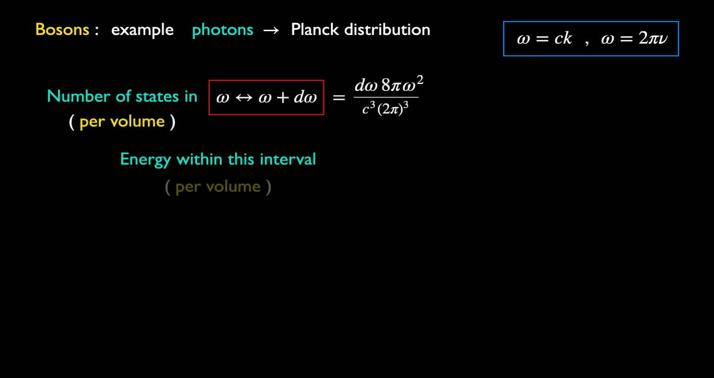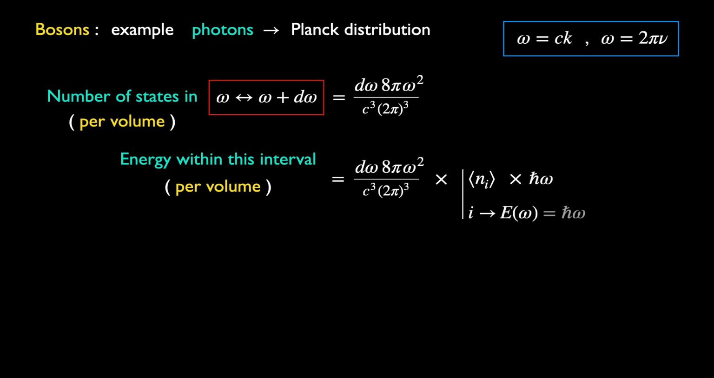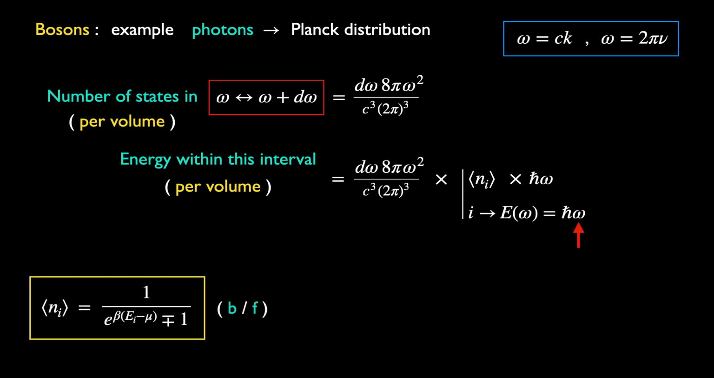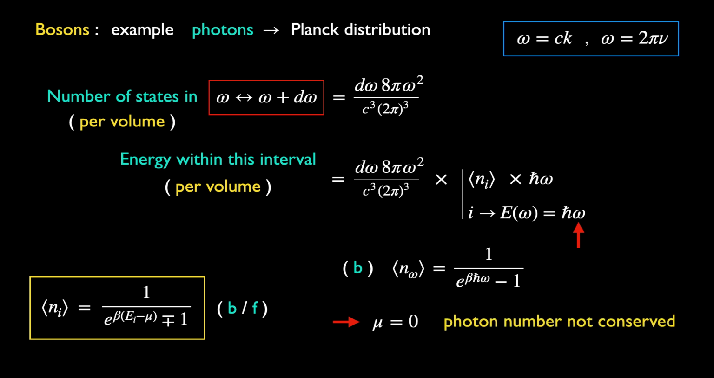The energy carried in this interval is the number of states multiplied by the average number of particles in these states times the energy of each photon. This is the occupation number of a photon state with frequency omega. Using the expression in the yellow box, we have the following. The chemical potential mu is 0 in this case, since the number of photons is not a conserved quantity in this radiative process. They are continually emitted and absorbed by the walls of the box.